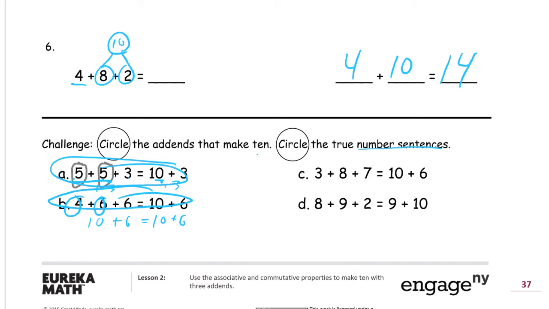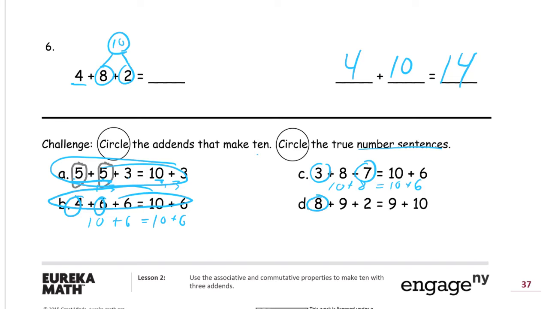We have 3 and 8 and 7. 3 and the 7 make 10. So this would be 10 plus 8, and this is 10 plus 6. 10 plus 8 and 10 plus 6 are not the same, so I'm not going to circle it.